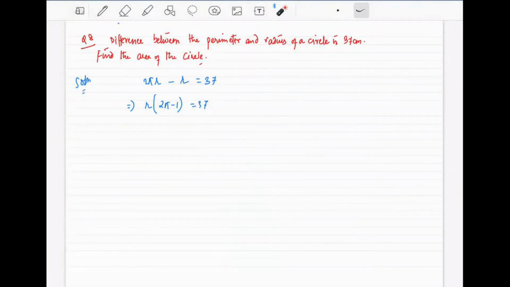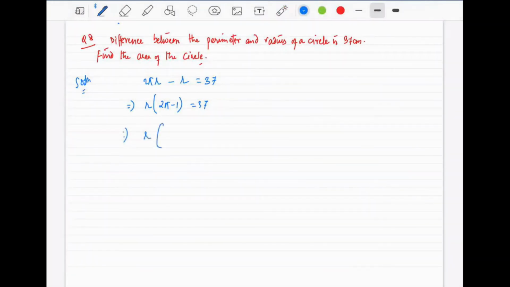It is a little different for sectors and segments, which you are going to learn later on. But as the question says, the difference between perimeter and radius is 37 centimeter. Find the area. Area is pi r square. We don't know the r, right? So from this equation itself, we are going to find out the radius. So let's see.